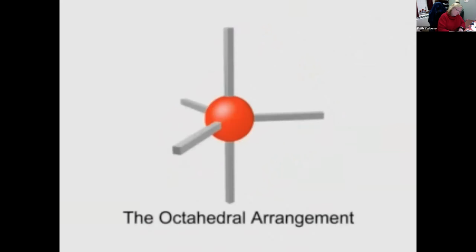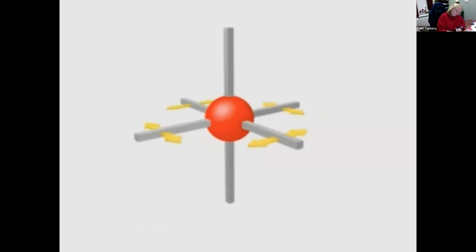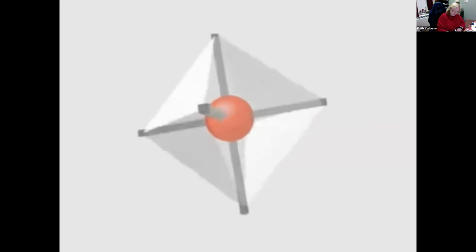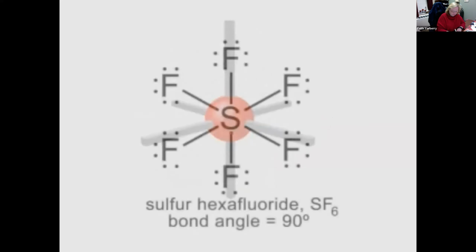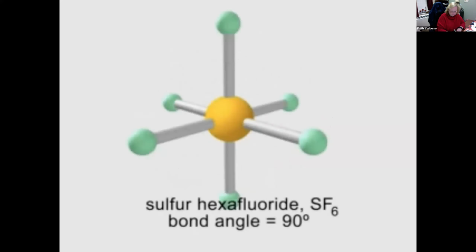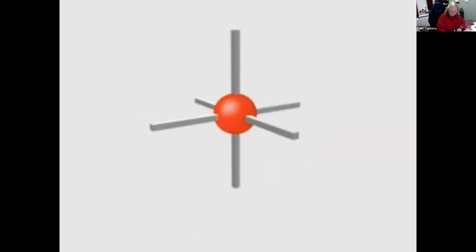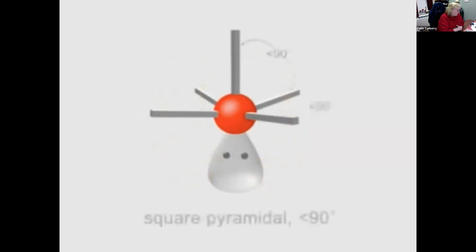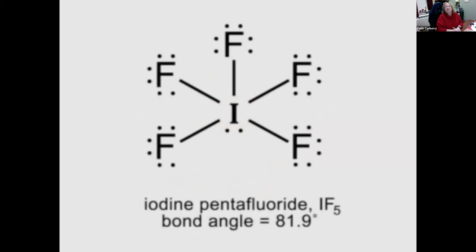The final common arrangement has 6 electron groups attached to the central atom. Repulsions are minimized when the groups point to the corners of an octahedron and thus lie 90 degrees apart. Sulfur hexafluoride has an octahedral shape. Unlike the trigonal bipyramid, all positions are equivalent in an octahedron. So one lone pair can take any position to give the square pyramidal shape, with all bond angles less than 90 degrees. Iodine pentafluoride has this shape.